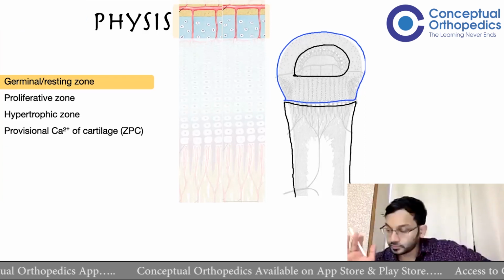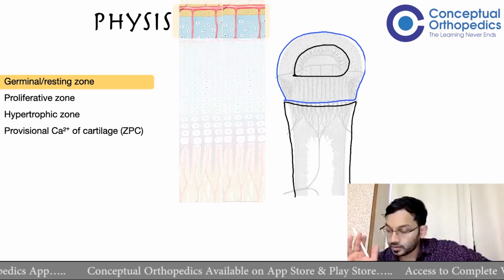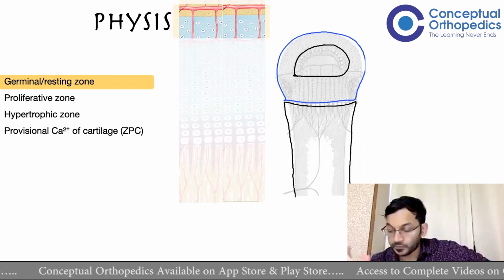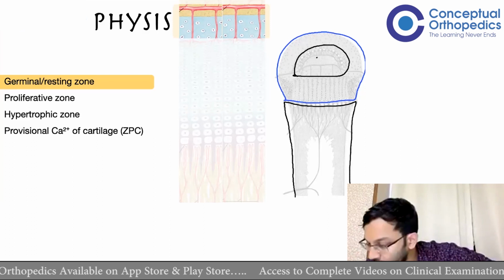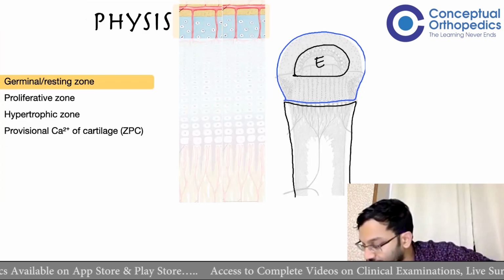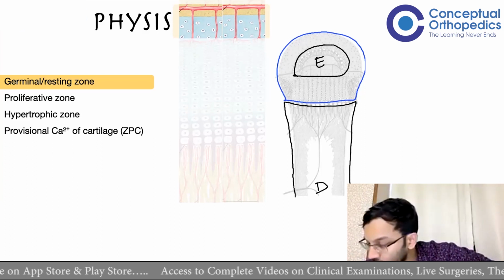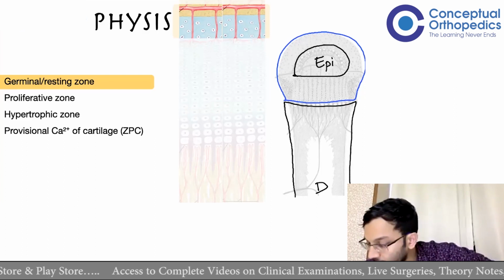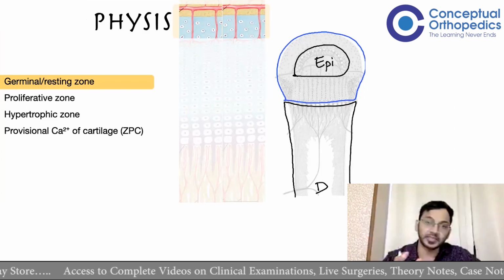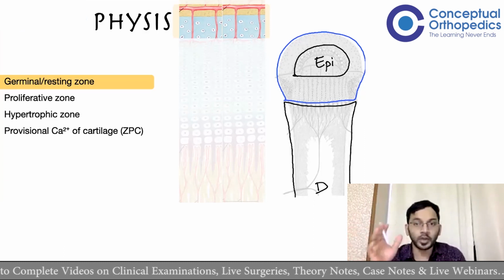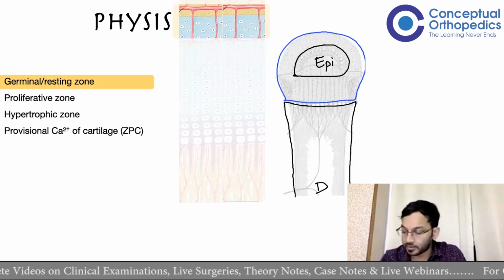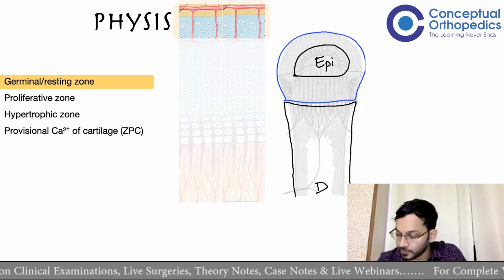So the zone which is closest to the epiphysis is the germinal zone. Okay, so this is the epiphysis here. This is the diaphysis. The zone closest to the epiphysis is known as the germinal zone or the resting zone.